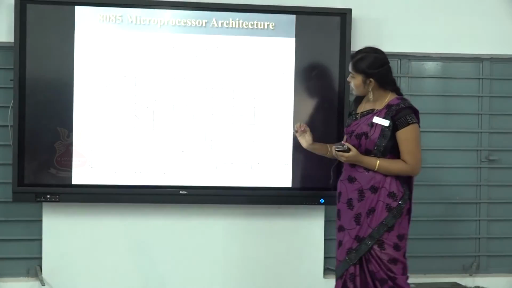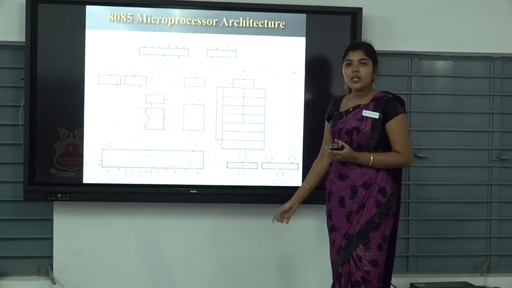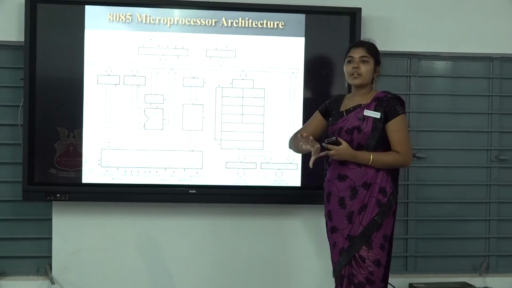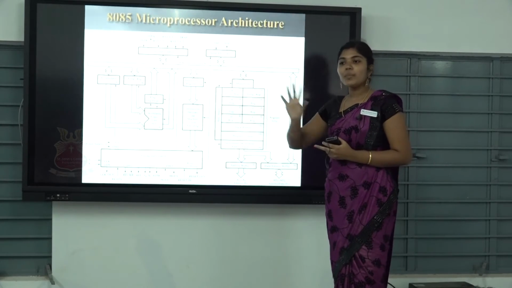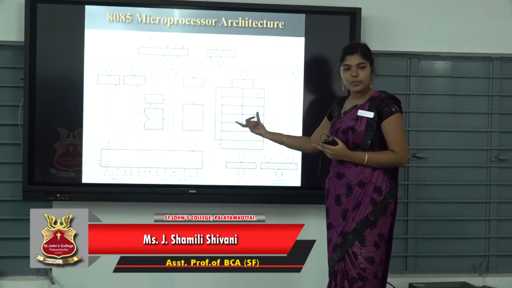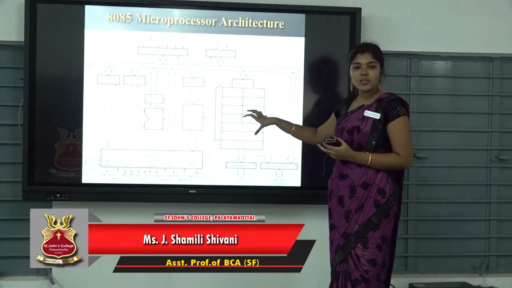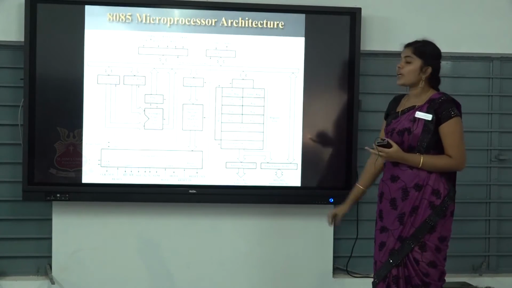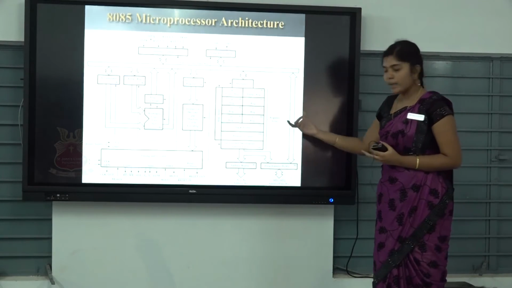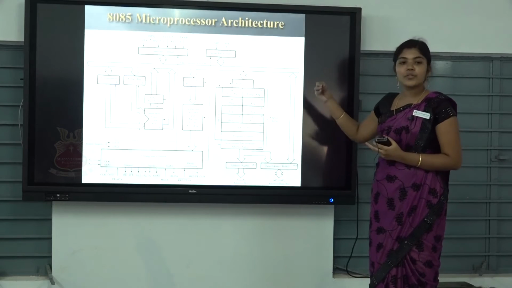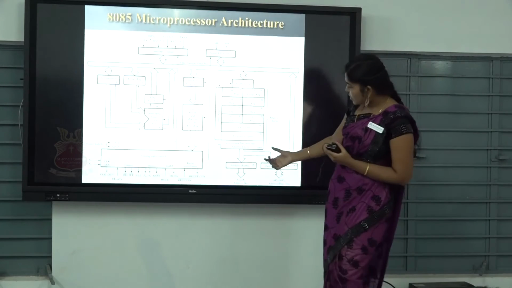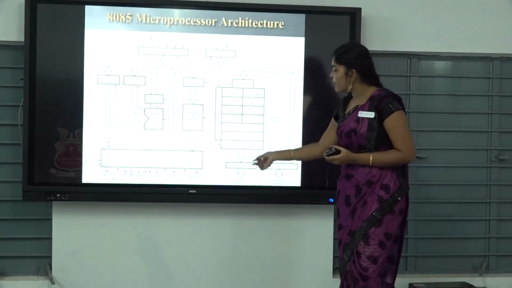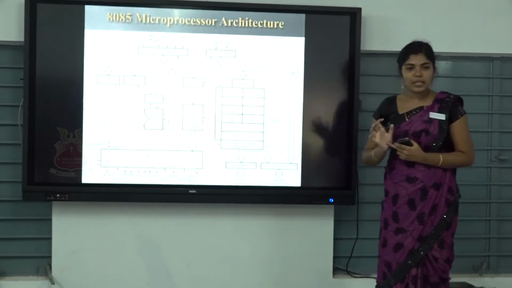Below the register array we have the stack pointer. The stack pointer is a 16-bit register, used as a memory pointer; the stack defines the 16-bit address of the memory. Next one is the program counter, which is also a 16-bit register and also acts as a memory pointer. Next one is the increment or decrement address latch. Suppose the data will be incremented or decremented, then it is used by the increment or decrement address latch.